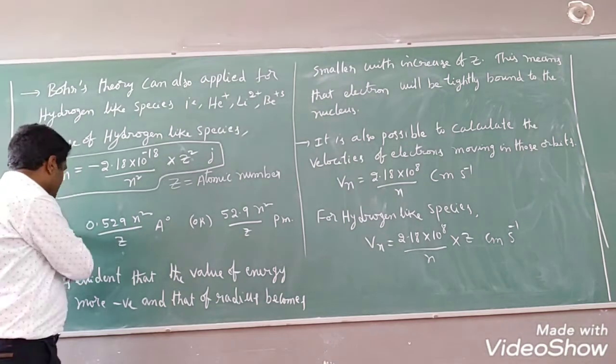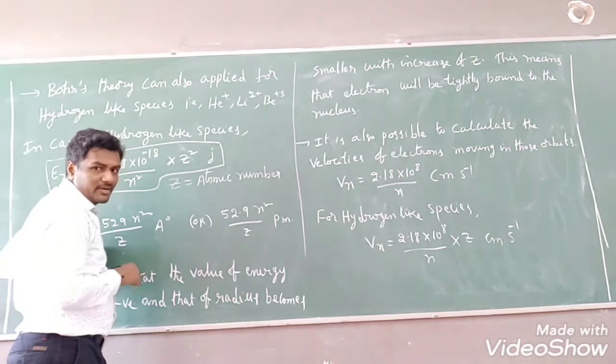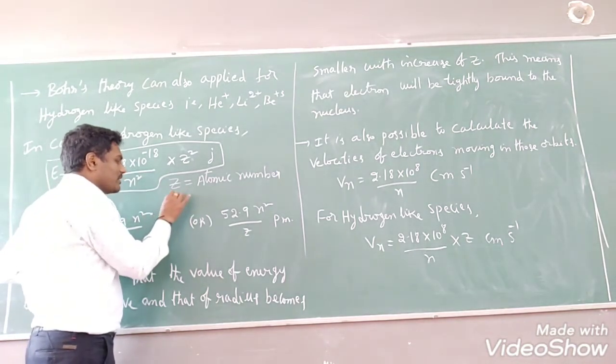How do we represent this expression in picometers? What is the relation between the angstrom unit and the picometer? You know already that 1 angstrom unit equals how many meters?